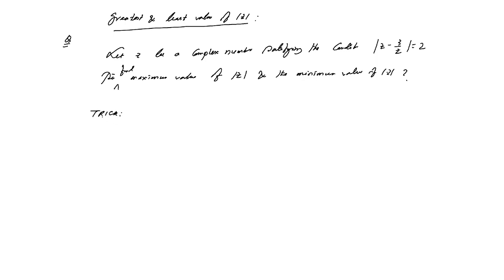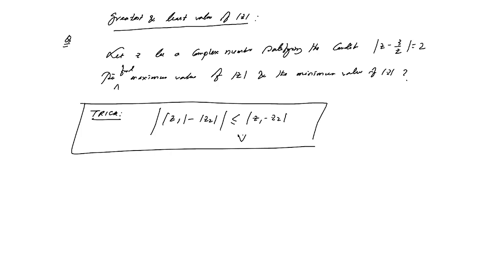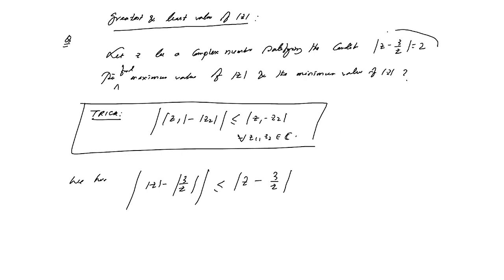Here the trick is like that. We have already used this thing, mod z1 minus mod z2, that modulus less than or equal to mod z1 minus z2. Okay. So this trick is very important. You need to know this formula for all z1, z2 belonging to the complex numbers. So if you know this formula, you just use this formula here. We need to know about mod z. So we can use mod of z minus 3 by z. Just like you take z1 as z and z2 as 3 by z, and you take the modulus. So this should be mod z minus 3 by z. Just you see, we can use it here because the condition is given.